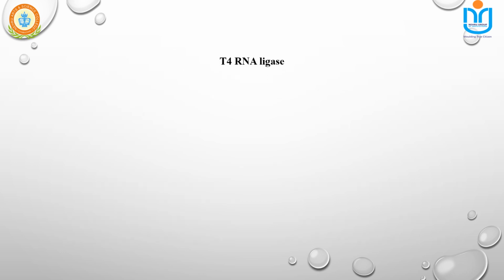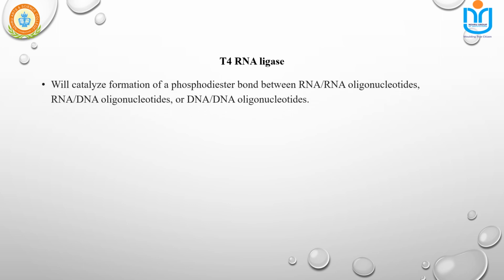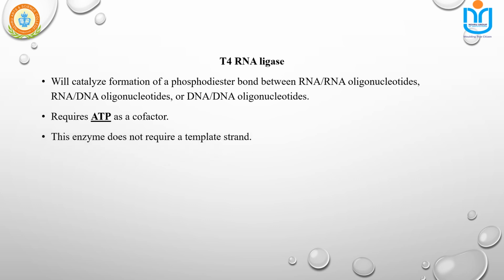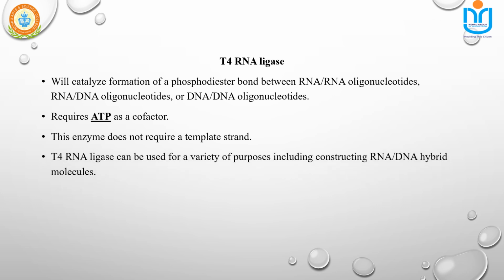T4 RNA ligase. It will catalyze formation of a phosphodiester bond between RNA-RNA oligonucleotides, RNA-DNA oligonucleotides, or DNA-DNA oligonucleotides. It requires ATP as a cofactor. This enzyme does not require a template strand. T4 RNA ligase can be used for a variety of purposes, including constructing RNA-DNA hybrid molecules.